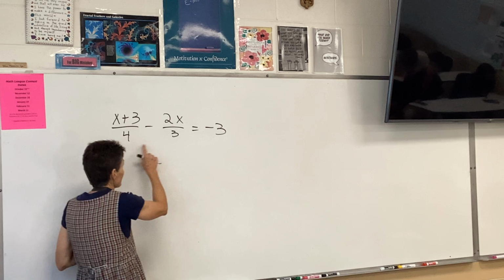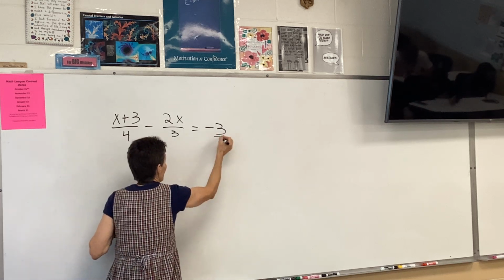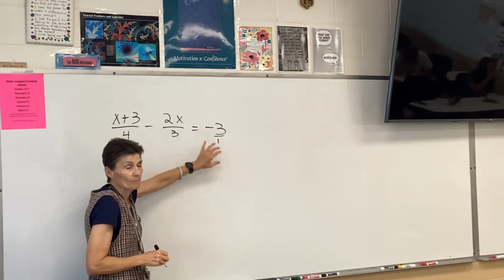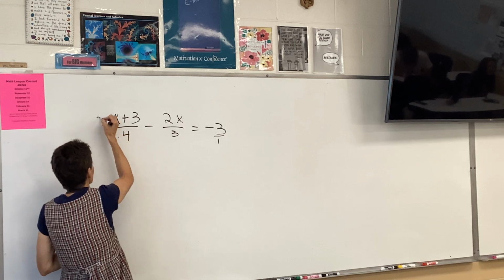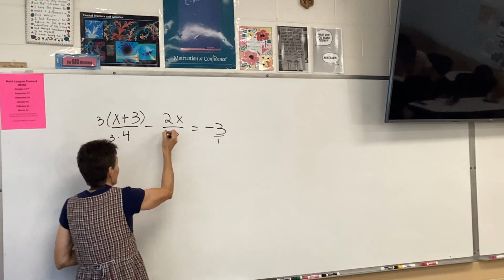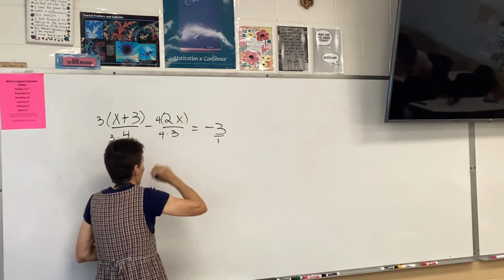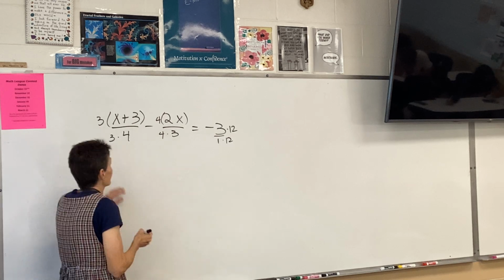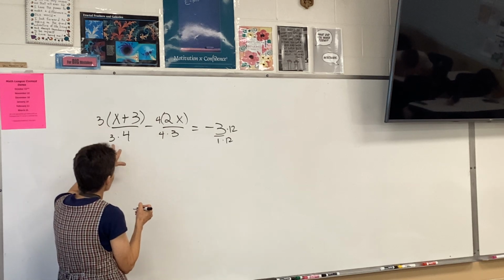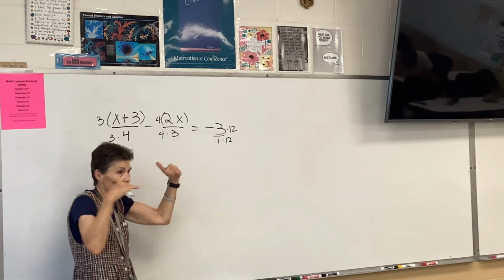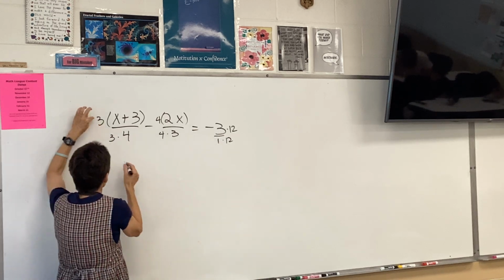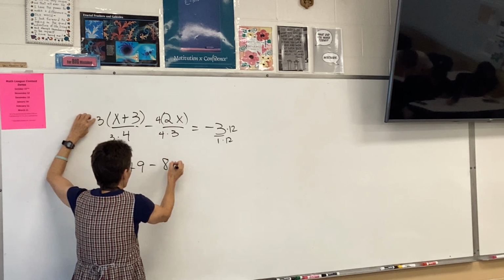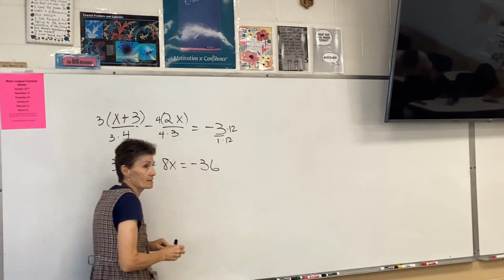Common denominator, which for this problem would be what? 12. Now remember, common denominator includes a plain number. This is 3 over 1. So we're going to make them all 12s. So we're timesing this one by 3, this one by 4, and this one by 12. Now the good news is, what about all these 12s now? We can ignore them. So we have 3x plus 9 minus 8x equals negative 36.